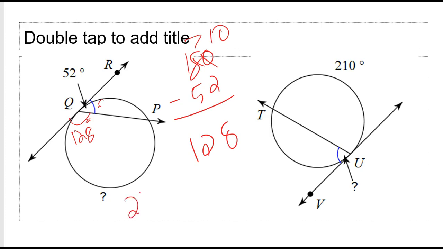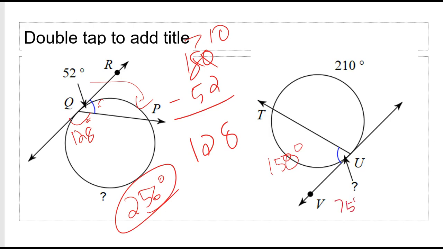I get 256. I would still get the same answer if I went from here, find the arc, and took 360. So let's do it this way here. 360 minus 210 is 150. Then divide that number by 2. That's 75. So the question mark is 75. Now we got the same thing. If I took 210 divided by 2, I get 105. Then 180 minus 105 gives me 75. You can see both ways give me the same answer.